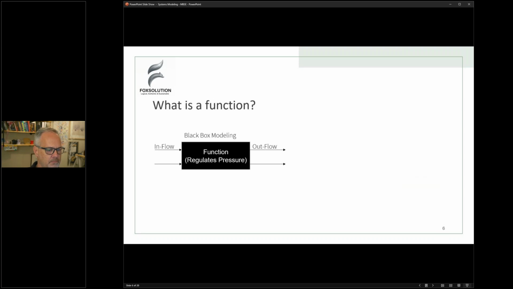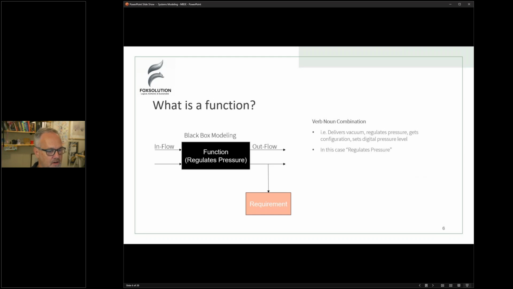Okay, so exactly what is a function? It's a verb-noun combination typically. It's something that is going to do something. That's really what we're looking for. Delivers vacuum, regulates pressure, gets the configuration, sets a digital pressure level, right? So we want that verb-noun combination. In this case, the example we're going to talk about is regulates pressure.